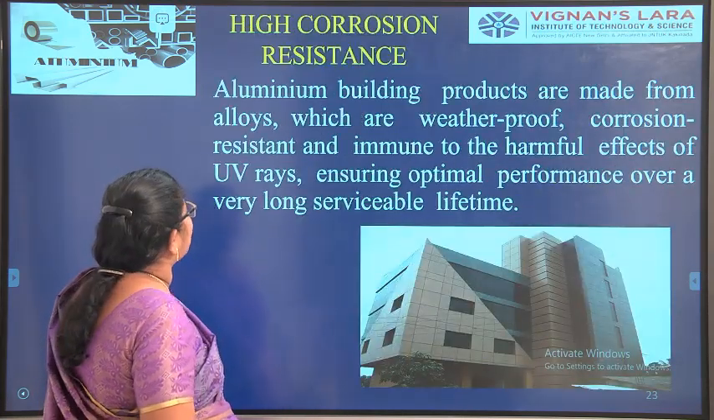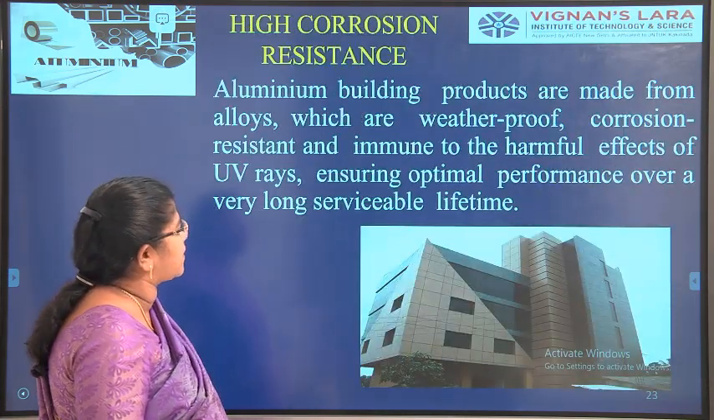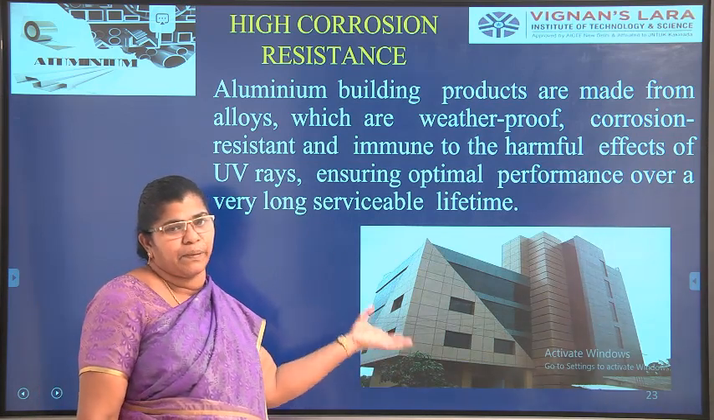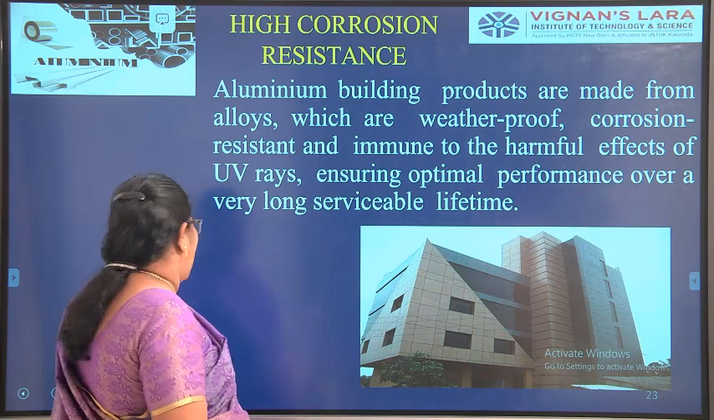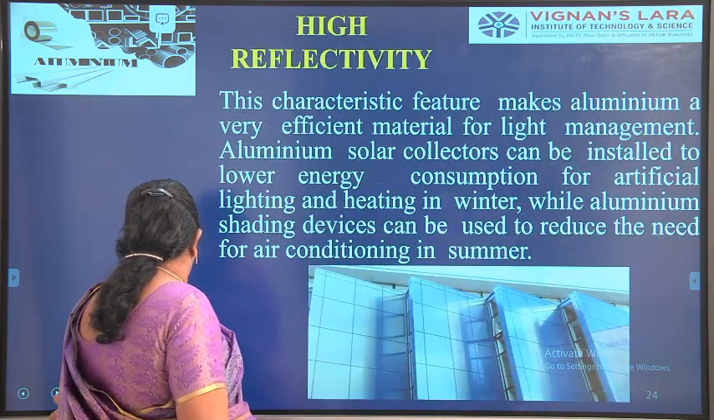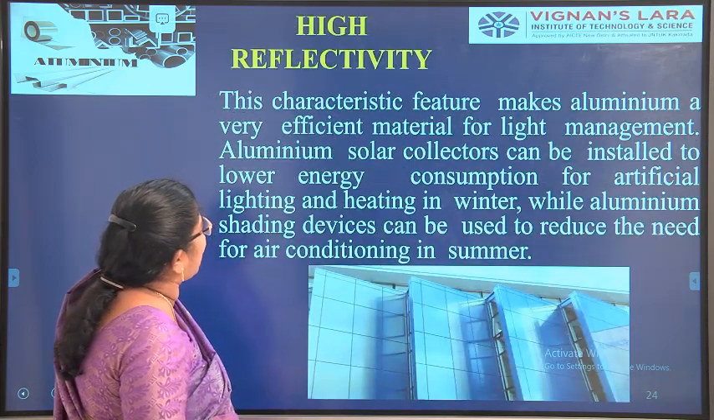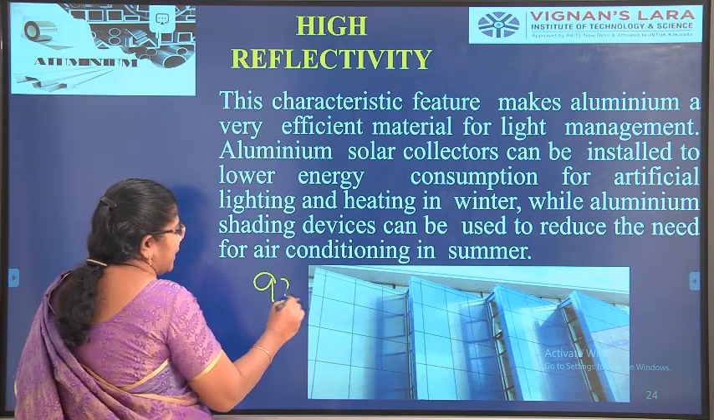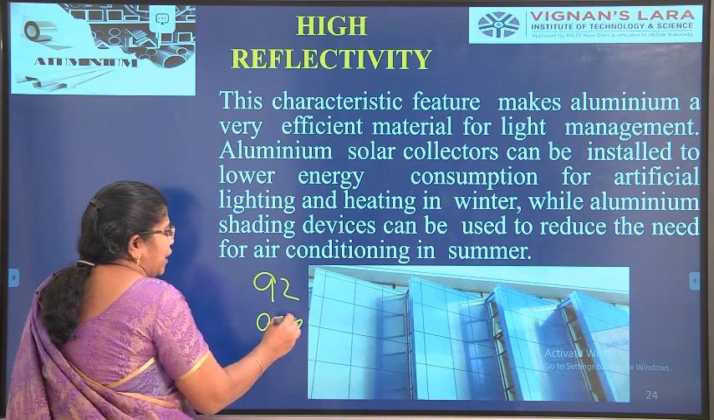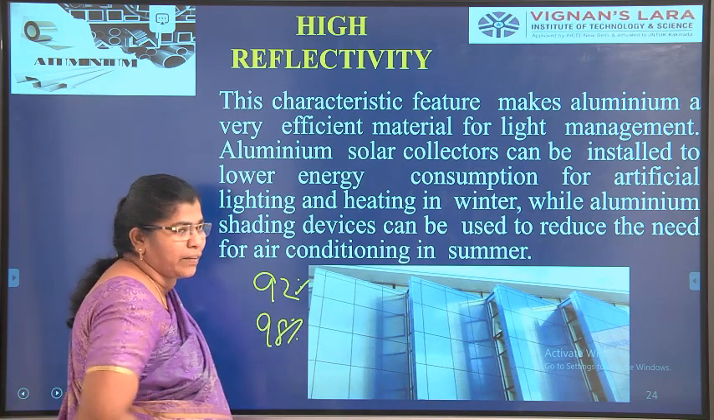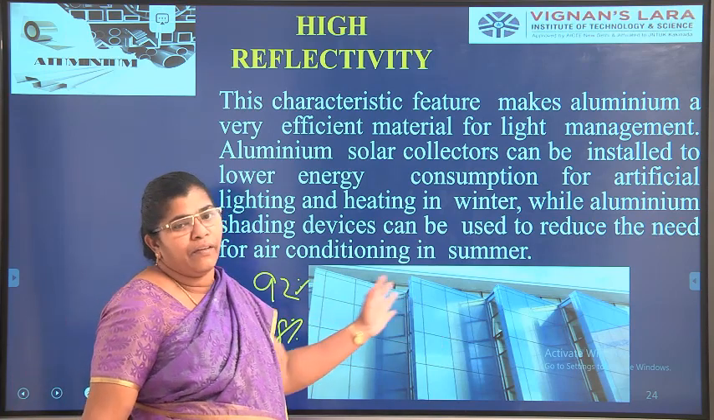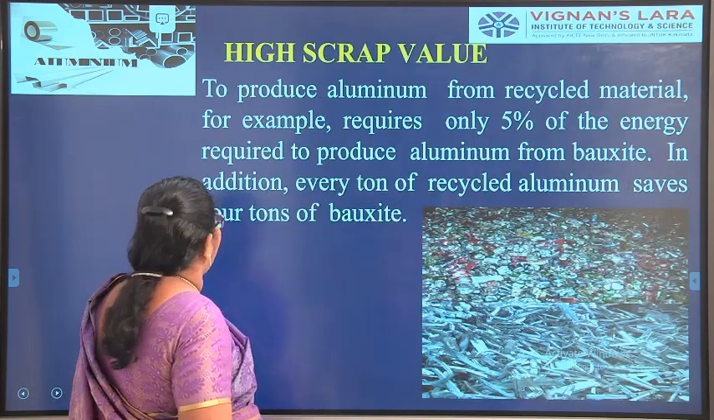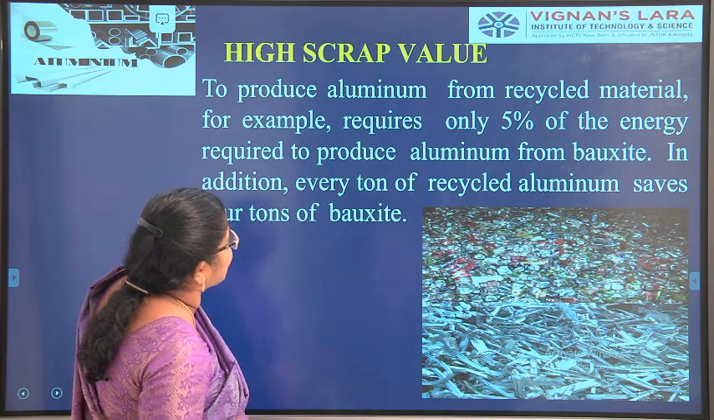Okay, so the next one is high corrosion resistance. So for buildings, they use it for air-conditioned buildings, because it is not corrosive, it is weatherproof, and air tight. The next one is high reflectivity. I told you 92% of the sunlight and 98% of the infrared rays are reflected back. So it is mainly used for window glazings, right?